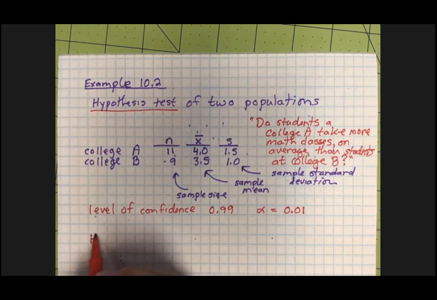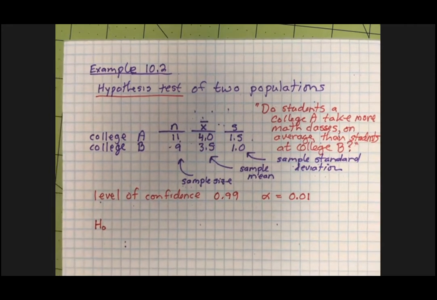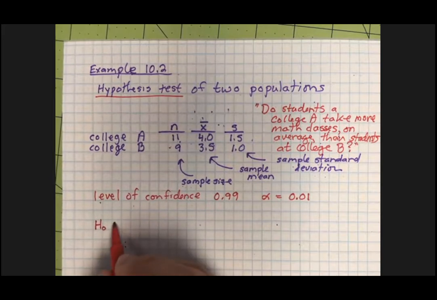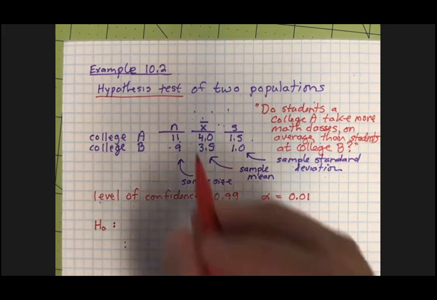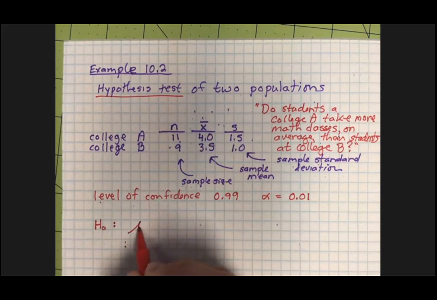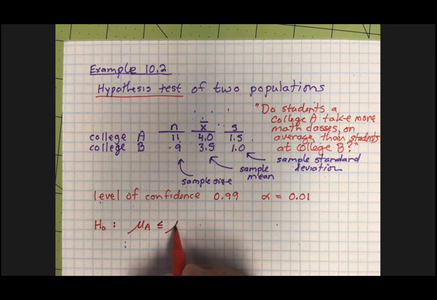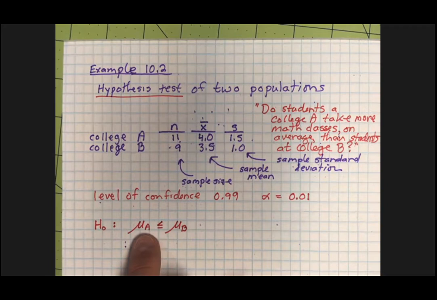Let's define our two hypotheses. So first I got college A and college B. So let's say, and I do not know what the mean is between these two, let's say the mean number of math classes that people take at college A is no better than the mean number of math classes people take at college B. When I use that less than or equal to sign, what am I saying? The average number of math classes at college A is not more than the average number of math classes taken at college B.